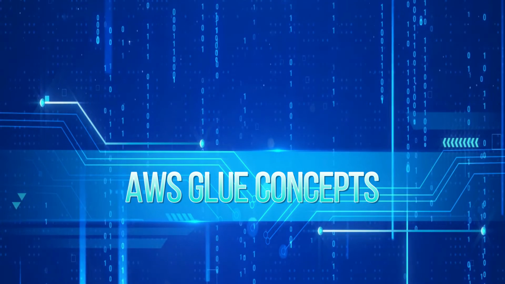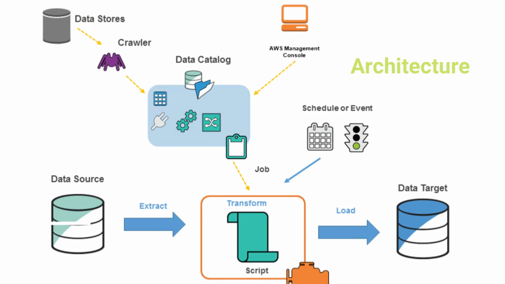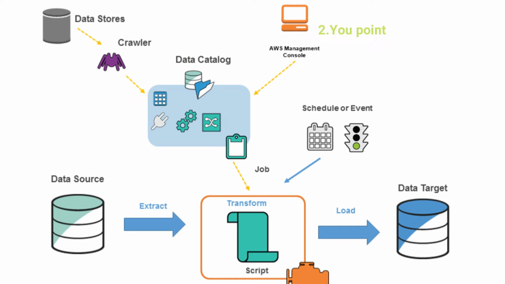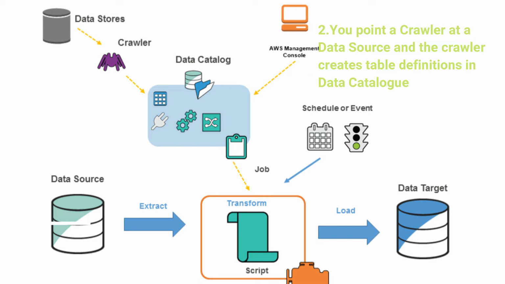So if you take the Glue concepts, this is the architecture of AWS Glue. We have the data source transformed into the data target. What we do is define a crawler to populate the AWS data catalog with table data definitions. You point a crawler at the data source and the crawler creates the data definitions in the data catalog.